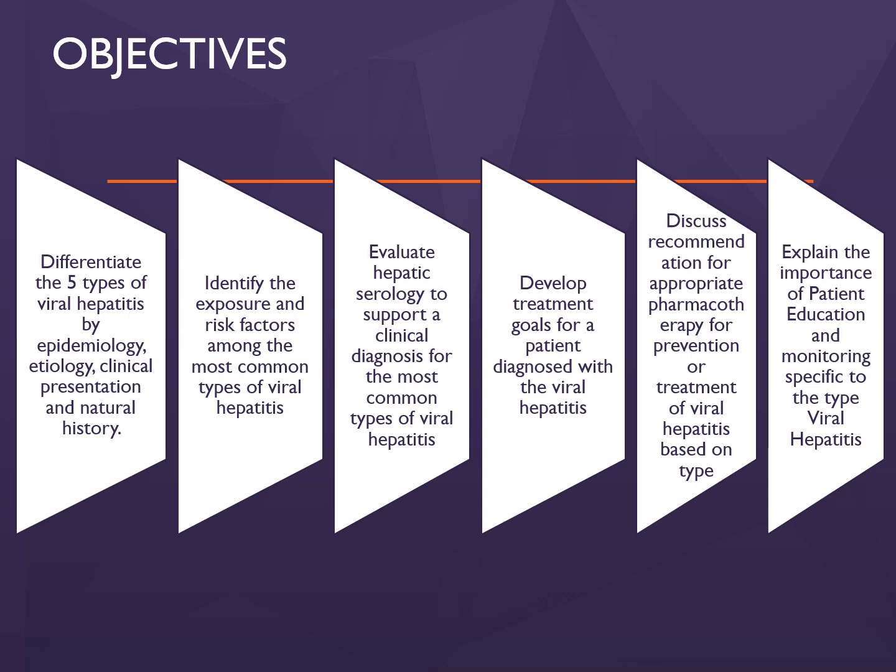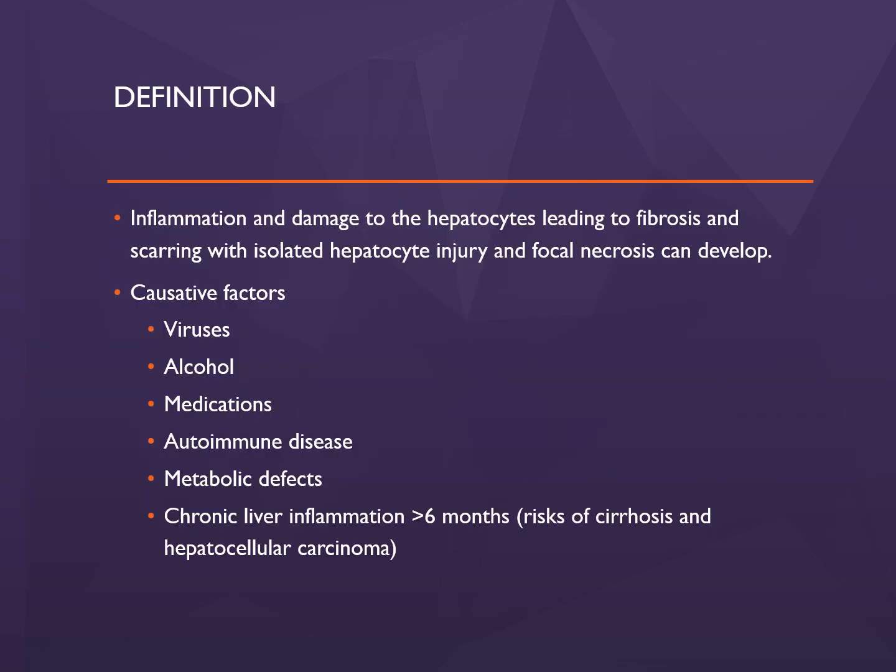We will start this lecture talking about the different types of hepatitis, because the word hepatitis alone just means inflammation of the liver. However, there are diverse types of hepatitis. When we think about hepatitis, that inflammation of the liver eventually leads to damaging of the hepatocytes. That damage can be fibrosis, scarring, and even necrosis.